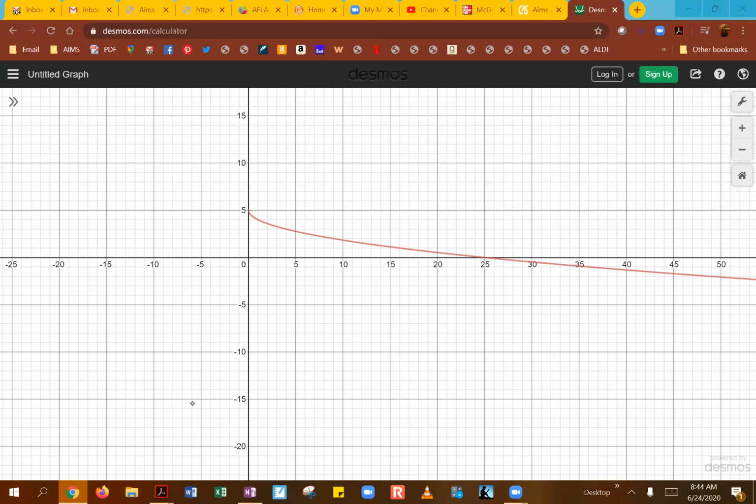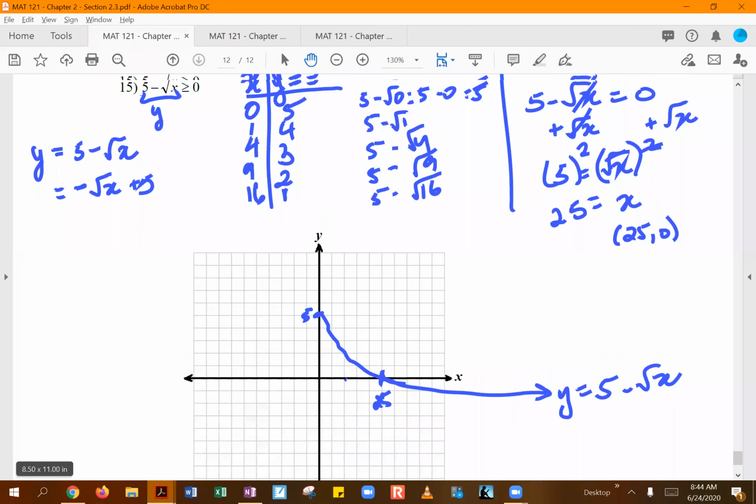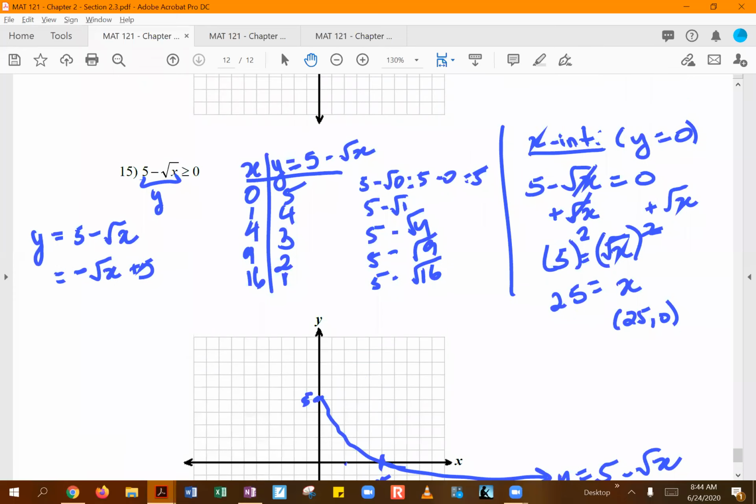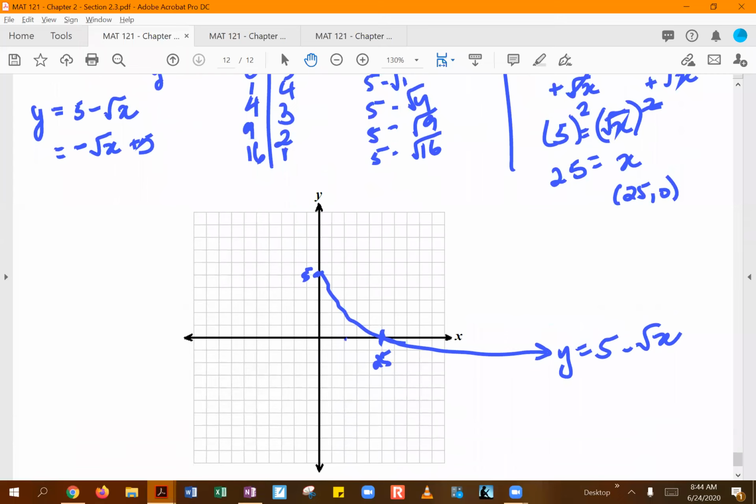Okay, so now comes the idea of what our solution set is going to look like. So let's take a look at that. Remember, our original inequality was asking where 5 minus square root of x is going to equal 0 or be greater than 0, right? So they want to know where your y values are equal to 0 and greater than 0.